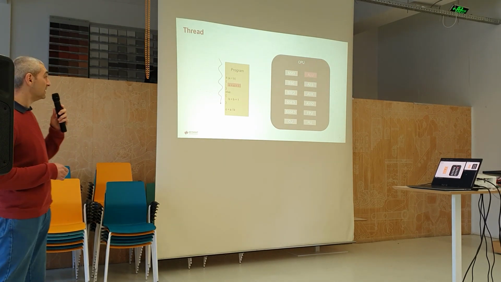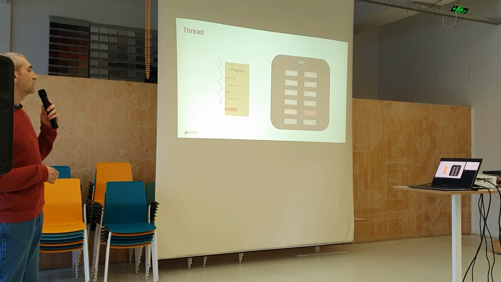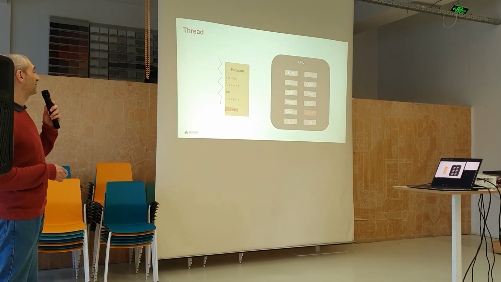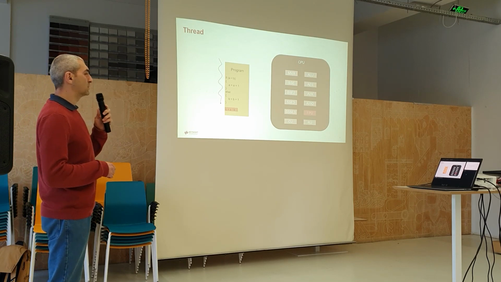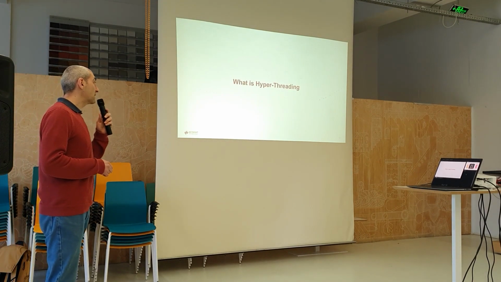Next, it will do a division. It will actually use the floating point unit. Good. So here we can see that at a specific moment of time, a single unit of the CPU was used. What is hyperthreading?